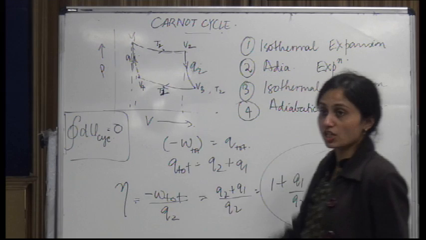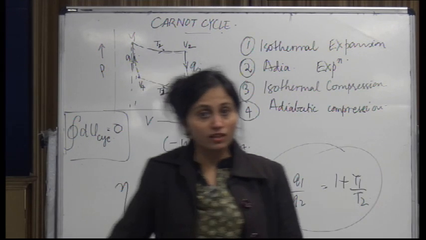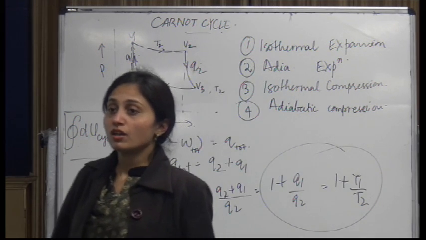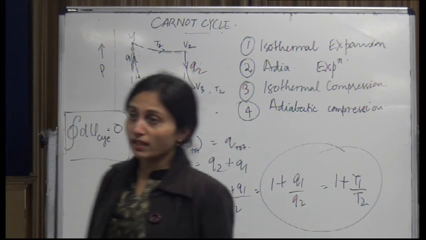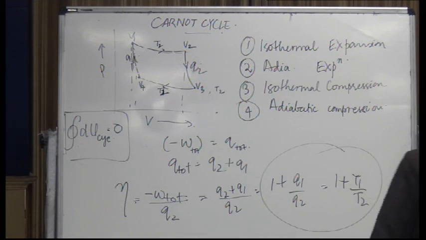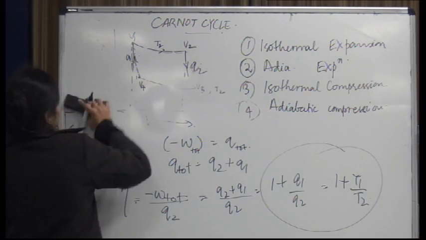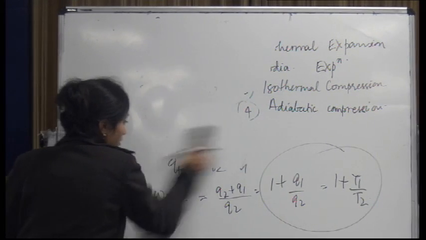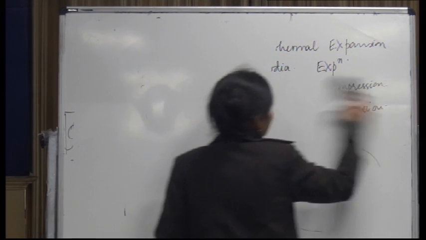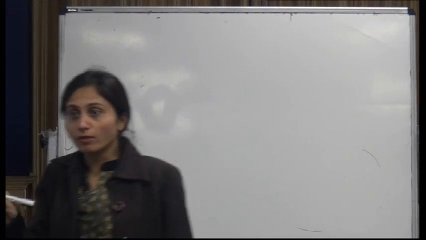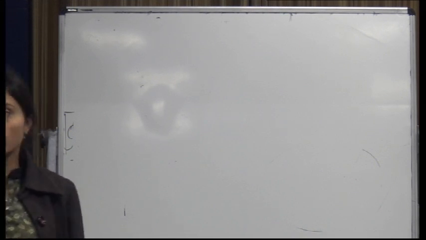I'm sorry, just change that. Got it? So what is the efficiency of the Carnot engine? Carnot cycle, it is 1 plus Q1 by Q2, or it is 1 plus T1 by T2. From this relationship of the efficiency, Carnot found that your eta can never be equal to 1 unless both the temperatures are the same, which was never the case.